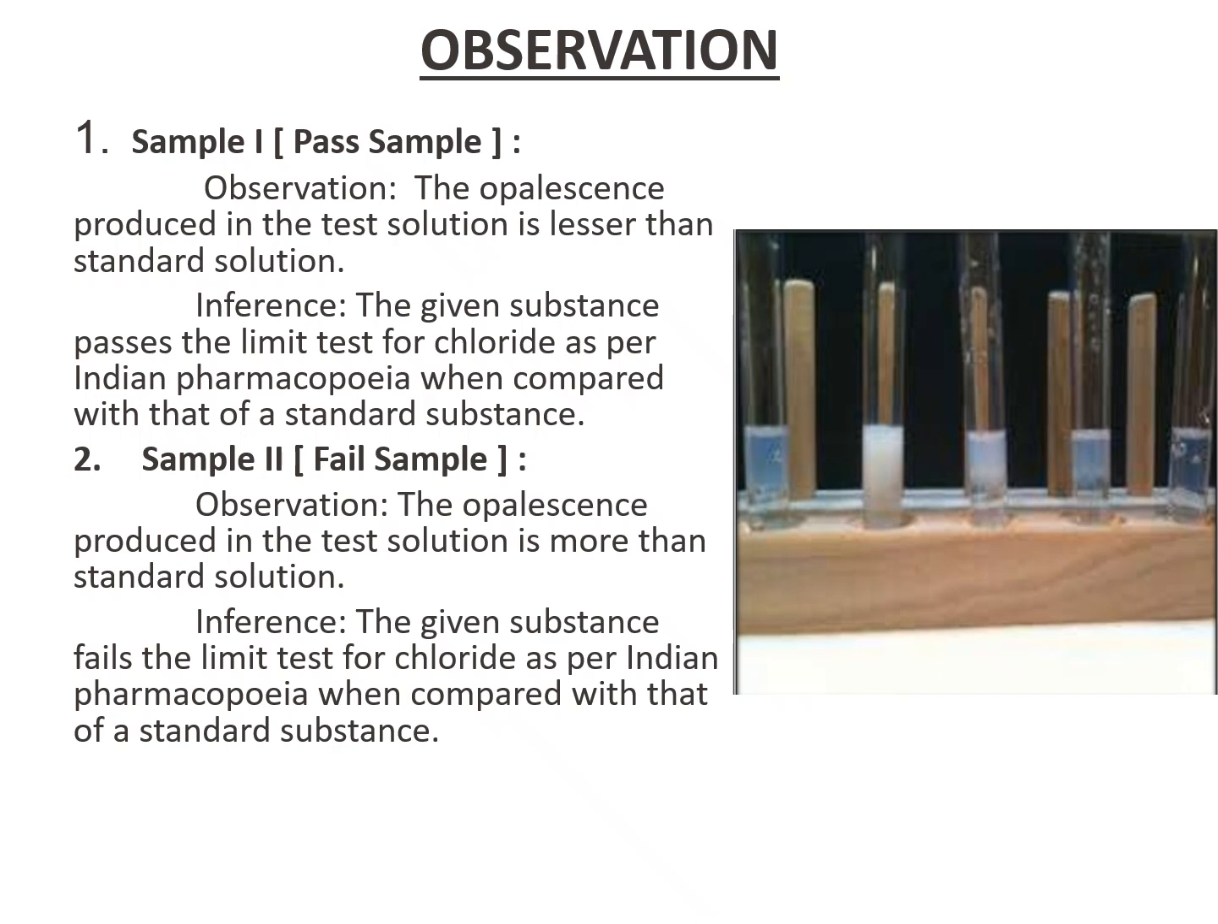If our sample fails, then our observation is that the opalescence produced in the test solution is more than that of the standard solution. That is, the given substance fails the limit test for chloride as per the Indian Pharmacopoeia when we compare it with the standard solution.